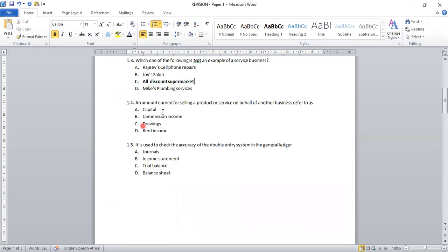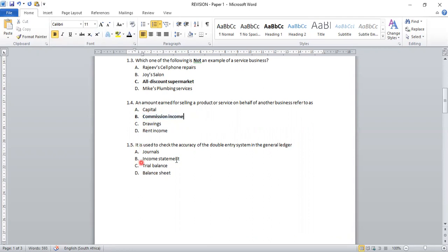1.4, an amount earned for selling a product or service on behalf of another business is referred to as A, capital, B, commission income, C, drawings, or D, rent income. The correct answer, learners, is B, commission income. You will remember this from lesson 2. An amount earned for selling a product or service on behalf of another business is referred to as commission income.